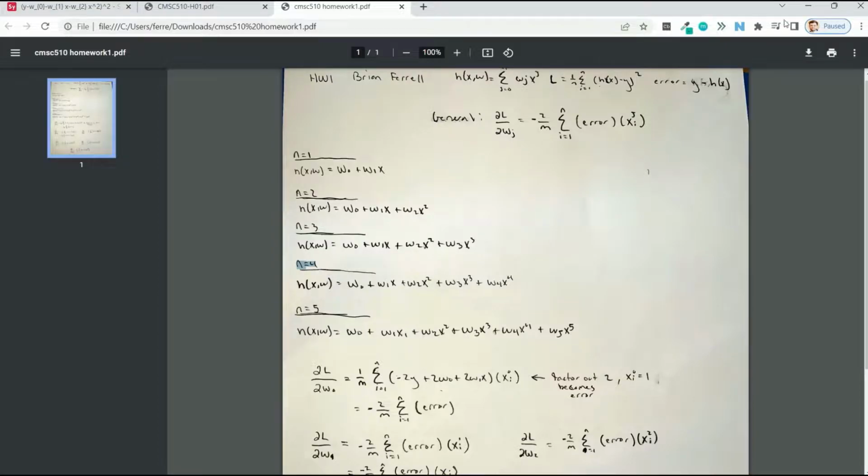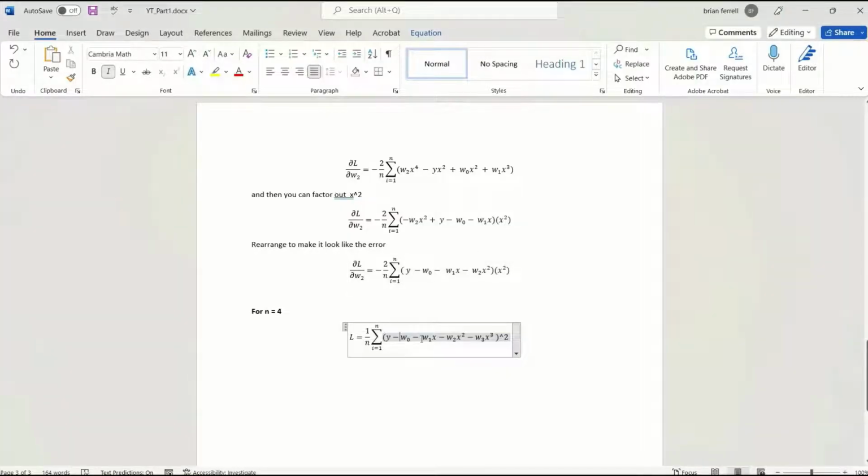So come on, weight 0 minus weight 1 times x minus weight 2 times x, and then minus weight 4 times x to the power of 4, right? This is squared. So this is our model, right? Where we'll calculate our gradients for, update our weights to fit a line, okay?